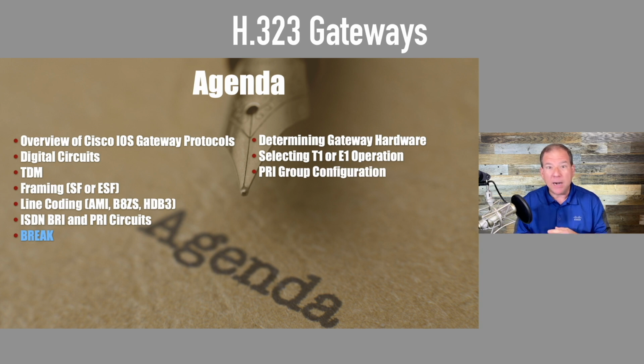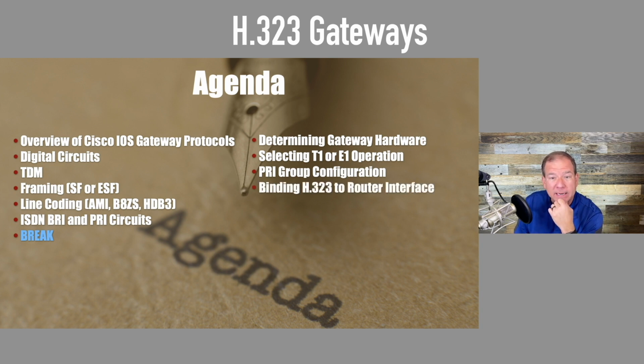We're going to say, I don't want you to just be a T1 circuit. I want you to behave as an ISDN primary rate interface, a PRI circuit, and we'll configure that. Then we're going to bind H.323 to a router interface, because that router interface gives us our IP address that's going to be used to communicate between the router and our communications manager server.